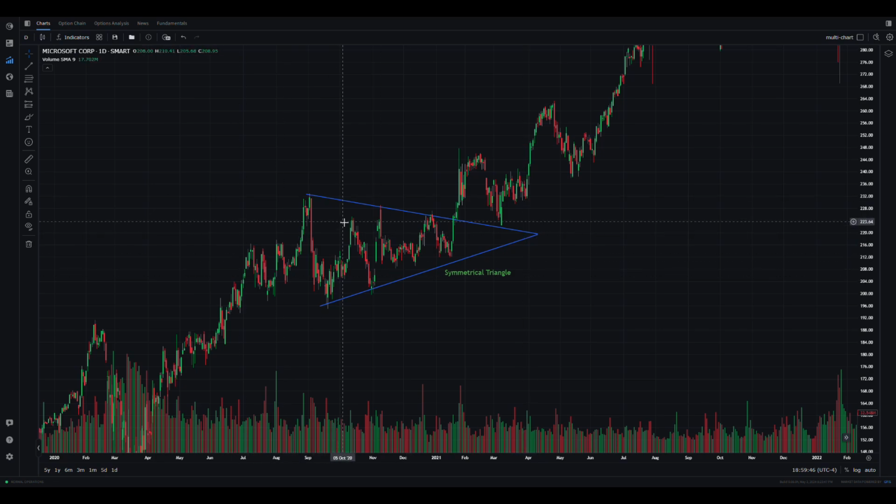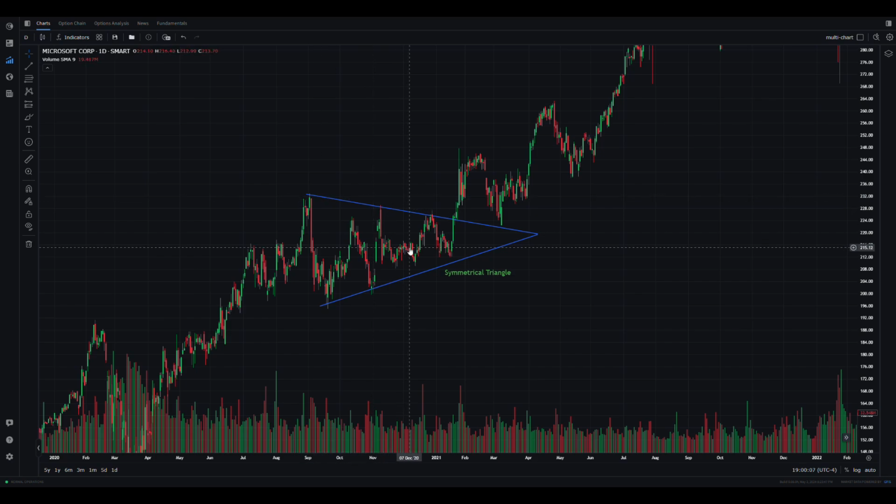Symmetrical triangles reflect a period of indecision among traders, where buying and selling pressures are roughly balanced. As the price swings between higher lows and lower highs, neither buyers nor sellers have gained control over the market direction. This indecision is visually represented by the symmetrical shape of the pattern.